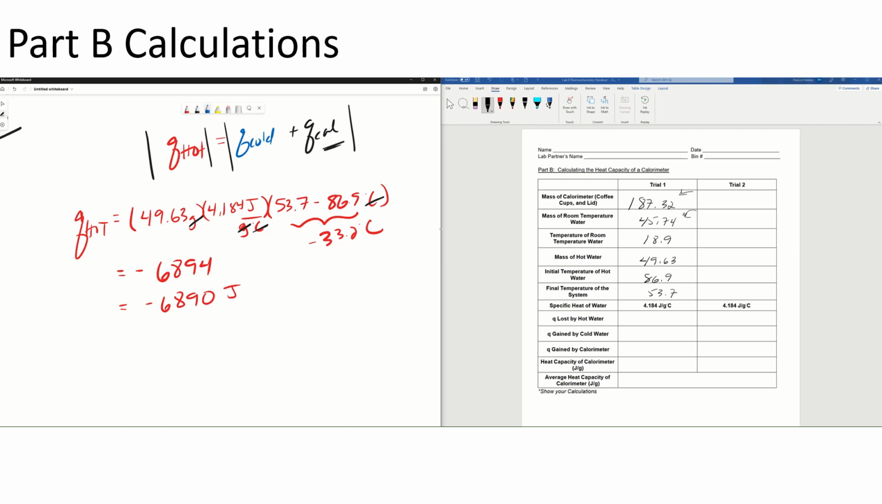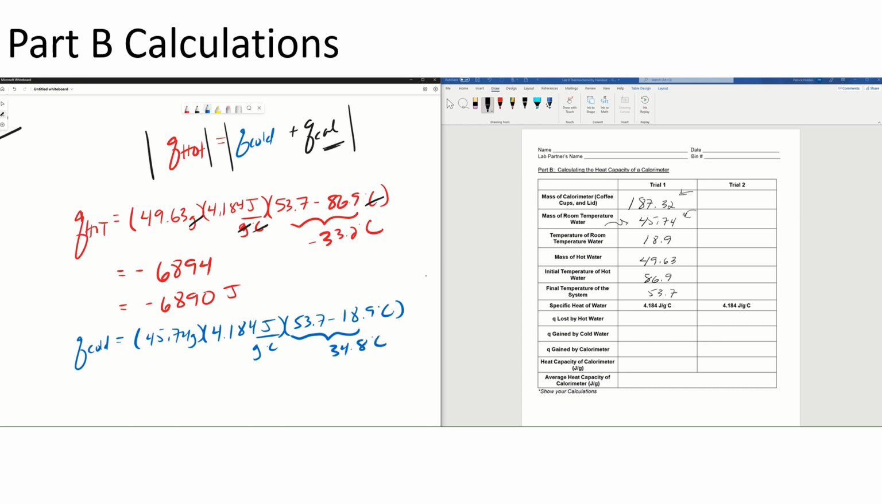All right, we have to do the same thing for the cold. Set it up the same way. So now we're going to use the mass of the cold water, or the room temperature water, which was 45.74 grams, right? This value right here, times the specific heat. They have the same specific heat because it's all water, times the change in temperature. 53.7 minus the initial temperature of the room, which was 18.9 degrees Celsius. So 53.7 minus 18.9, I'll just jot this down in terms of sig figs, right? This is 34.8 degrees Celsius.